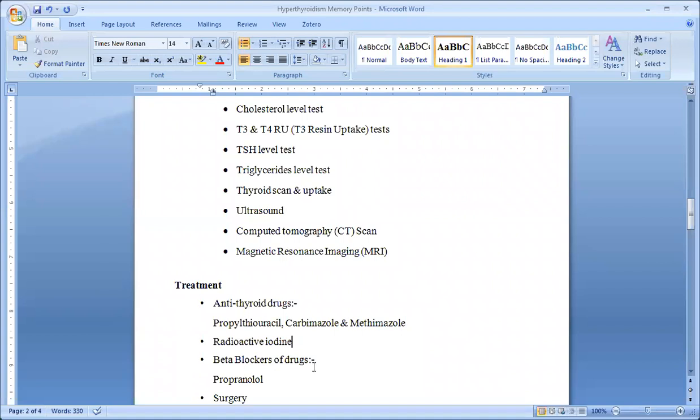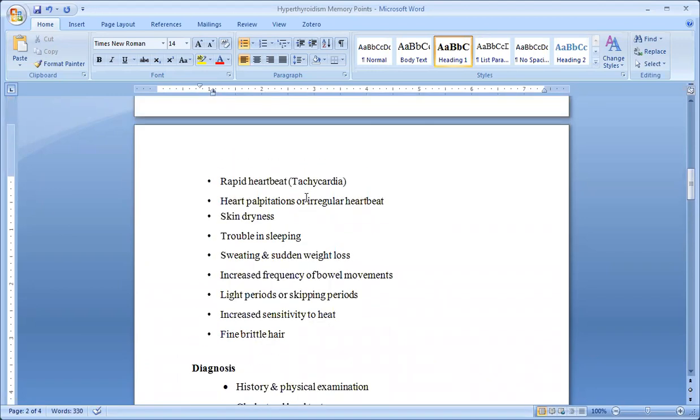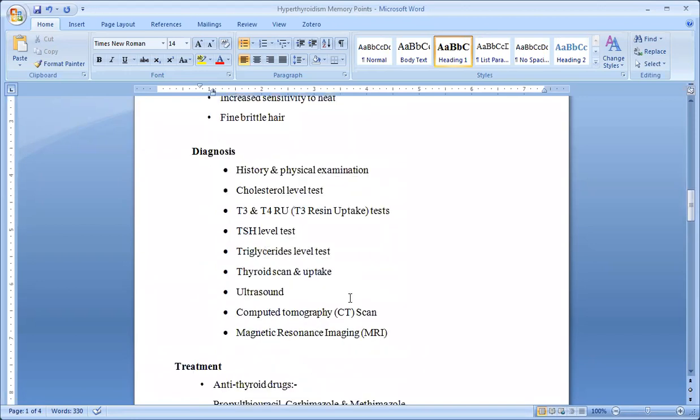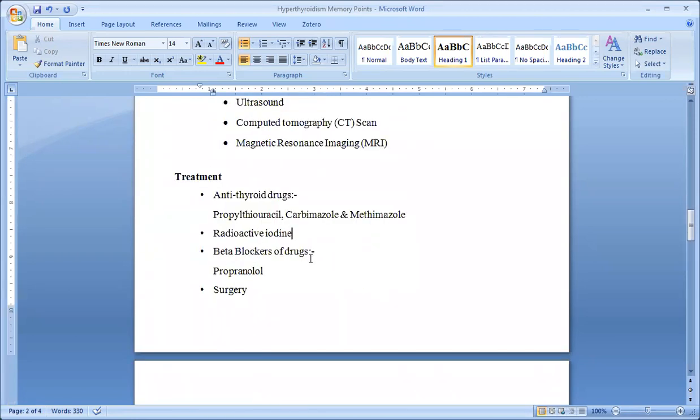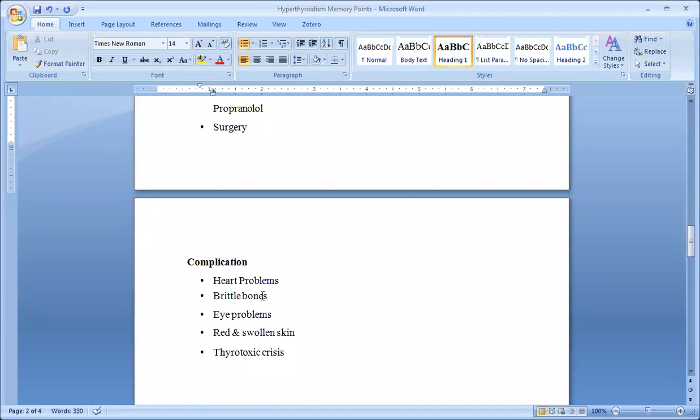Beta blocker drugs, for what purpose? For the signs and symptoms, which ones? Rapid heartbeat, sweating, anxiety. These are covered by beta blocker drugs, for example propranolol. And lastly, surgery. And what are the complications? Heart problems, brittle bones, osteoporosis, eye problems, Graves' disease, red and swollen skin, thyrotoxic crisis.